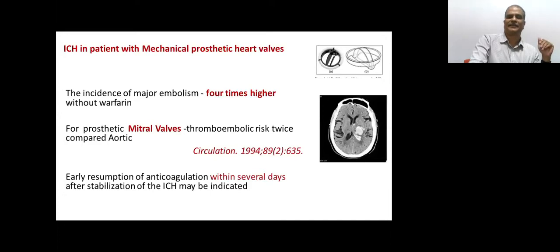What about patients with a mechanical prosthetic valve who come with the ICH? So this patient, you have to be on the other side. You have to take the risk and start, because here the chance of having a stroke is very high, more than four times higher than other patients. So here you have to take the risk and then tell the family the risk and then plan starting as early as possible after repeating the scan.